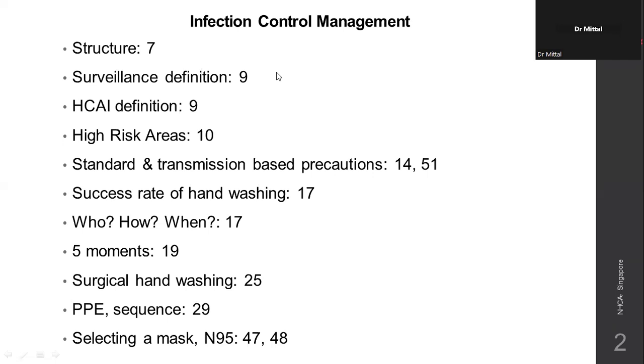Then surgical hand washing, page number 25. PPE, the sequence of wearing PPE, donning PPE, and removing PPE. These two sequences are important. What will come first? Then selecting a mask: in which situation, which kind of mask should be worn, for tuberculosis or general procedures in airborne transmission. And about the N95 mask also, there is a topic. Page number 47, 48. Important.